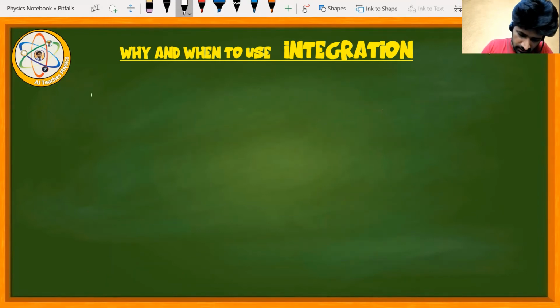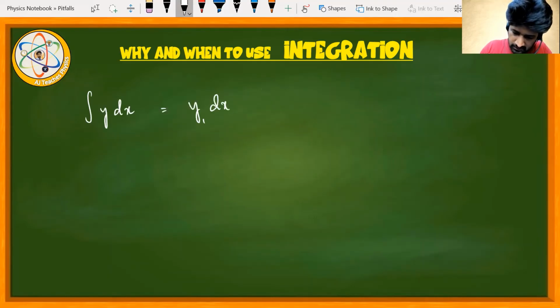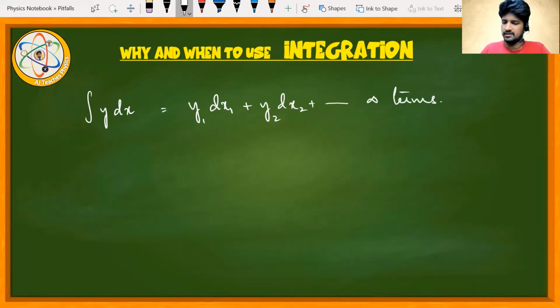In general, integral y dx is the summation of y dx terms. So you can consider this as y1 dx1 plus y2 dx2 and so on, and there would be infinite terms that have to be added up. So we don't use the sigma summation symbol here, we use the integration symbol. So basically integration is summation of multiples like these.